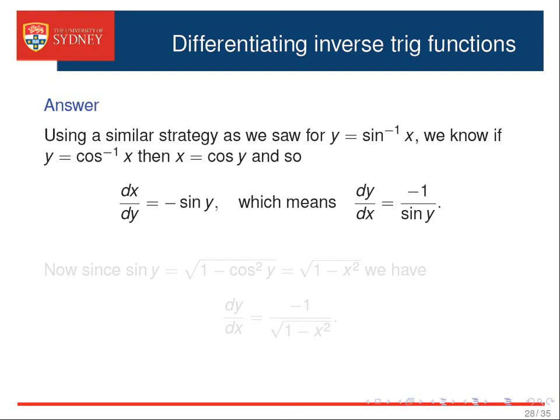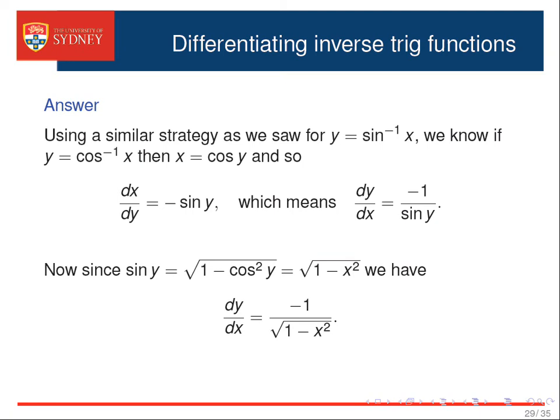Remember, if y equals inverse cos x, this means x is cos y. So dx/dy is minus sine y, which means dy/dx is minus 1 on sine y. Using our trig identity again, sine y is the square root of 1 minus cos squared y, which is the square root of 1 minus x squared. Again taking the positive square root, so dy/dx is minus 1 over the square root of 1 minus x squared.